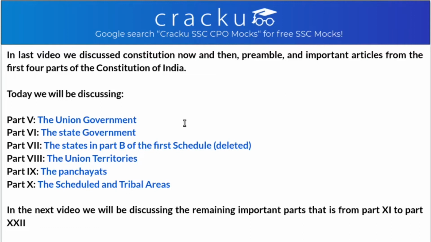Part 7 deals with the states in Part B of the First Schedule, but this part is now deleted. Part 8 deals with the Union Territories. You see, first central, then state, then Union Territories. And Part 9 deals with the 3-tier system, that is Panchayat, Municipal Corporation and Cooperative Society. And Part 10 deals with the Scheduled and Tribal Areas.